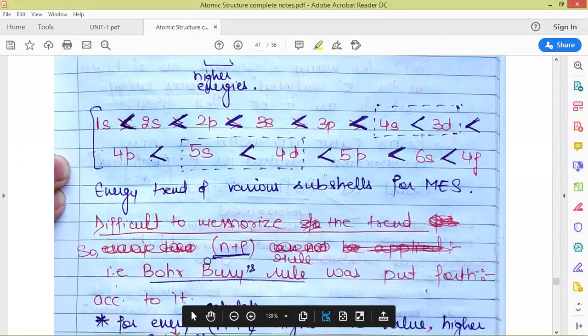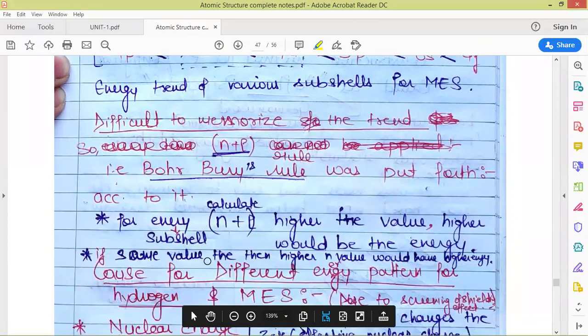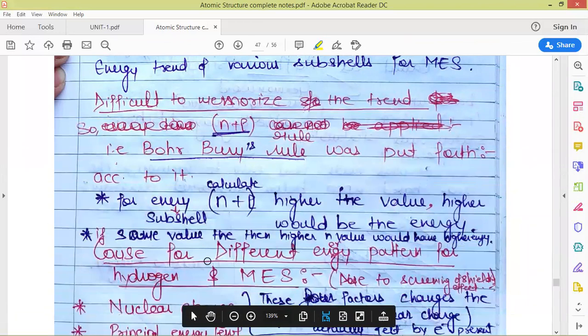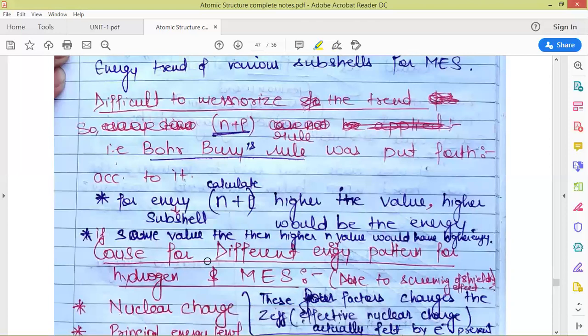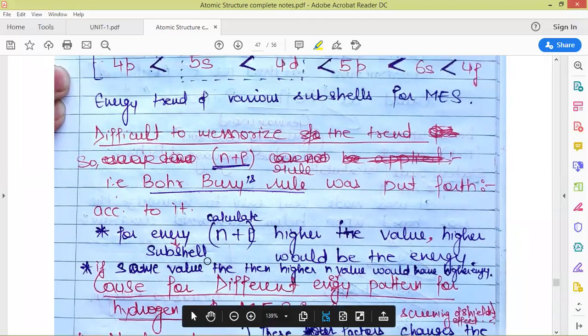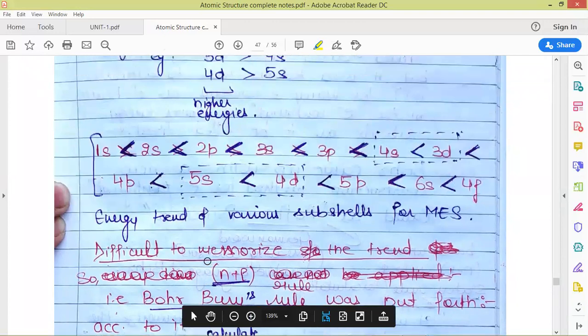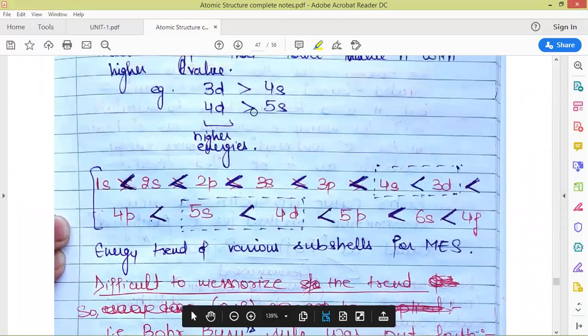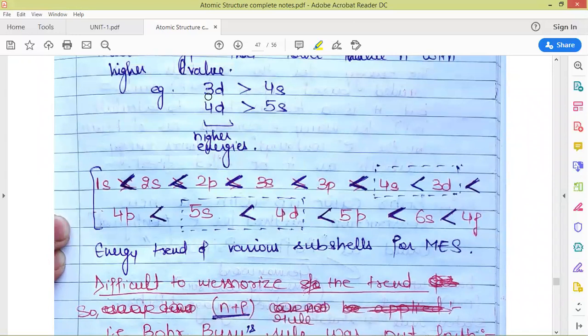This is explained by the Bohr-Bury rule, that the orbital with the higher value of n plus L has higher energy. Let us see the value of n plus L for 3d and 4s. Here n is 3, L is 2, and here n is 4 and for s, L is 0. So that means 3d has an n plus L value of 5 and 4s has an n plus L value of 4. So that means 3d has higher energy.